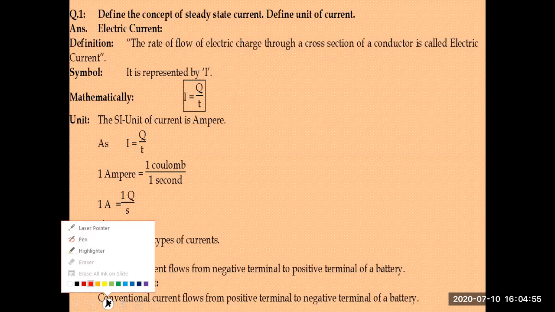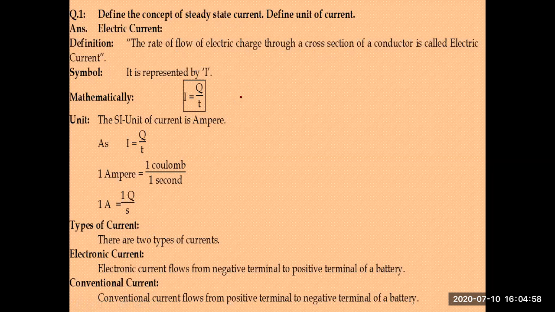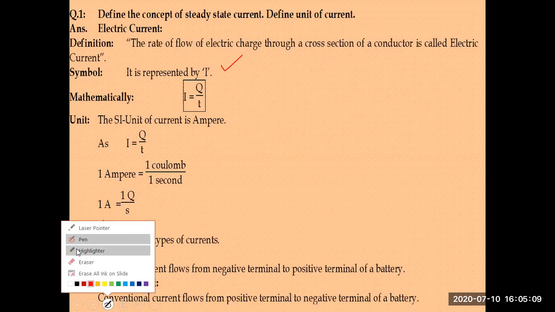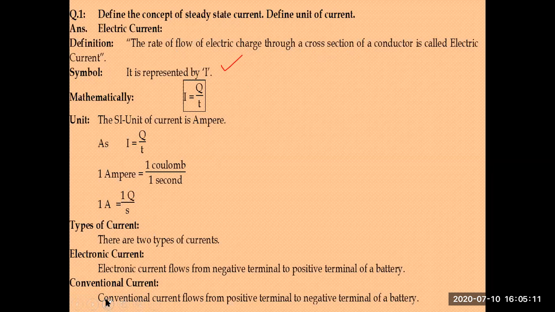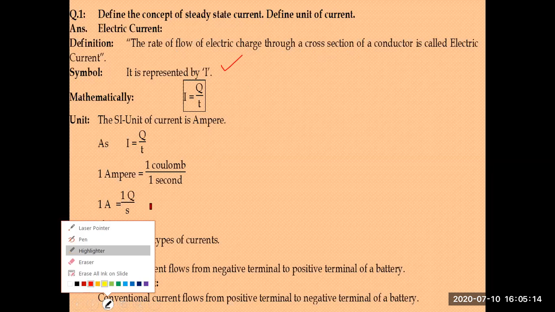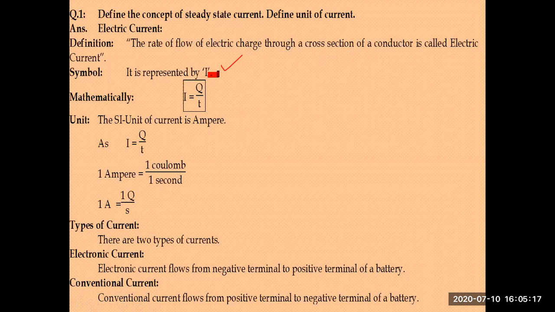And following the same definition, if anyone asks you how you will represent it, this is the sign used to represent the current, and it is represented with I. I shows current. Looking at the mathematical formula used to calculate the current, it is charge Q flowing per unit time. That is basically the basic concept of current.